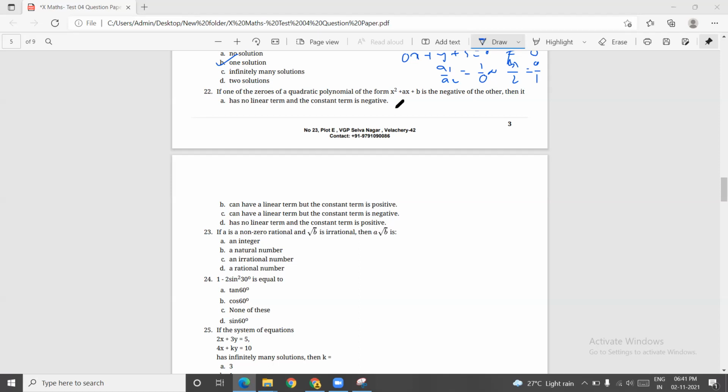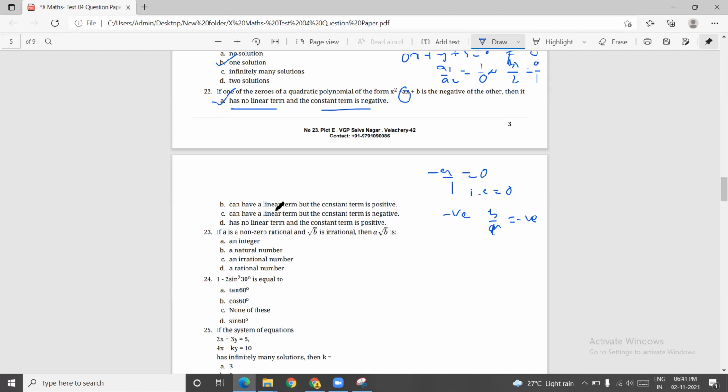Anyone can discuss this question? Question number 22. Sum of the zeros is 0 means minus a by 1 should be 0. That is a is equal to 0. So there is no linear term. And product is negative. Product is negative means b by a is negative. B by 1 is negative. So b is negative. So the answer is has no linear term and the constant term is negative.